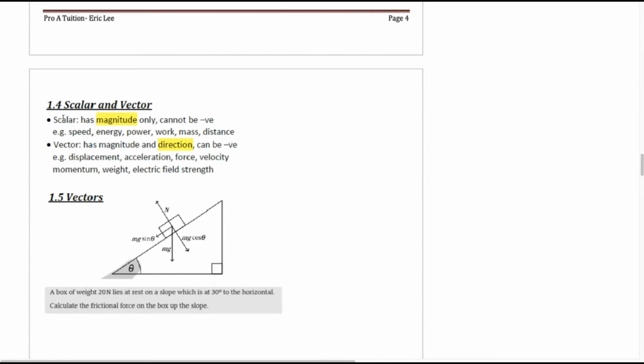So let's see scalar and vector. First, a scalar has magnitude only and cannot be negative. Examples are speed, energy, power, work, mass, distance. These are the scalar quantities. A vector quantity has magnitude and direction and can be negative. Normally, to the right is positive, to the left is negative, going up is positive, going down is negative.